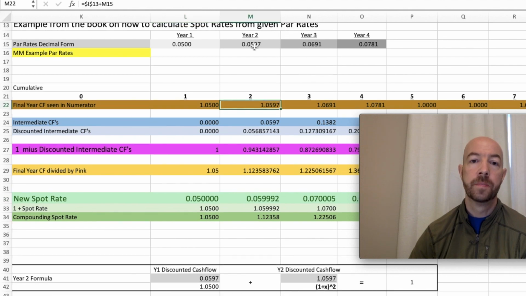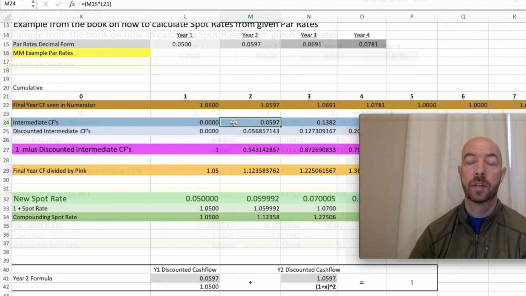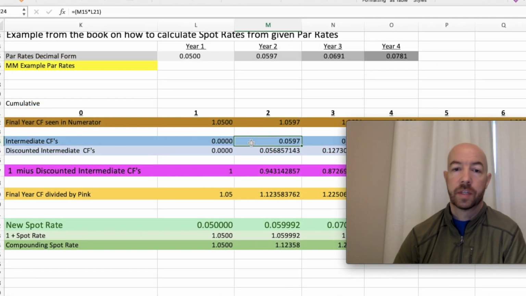You start with the par rate in year 2. So this is going to be the amount of money you're going to get in every period, right? In my first period, I'm calling this the intermediate cash flows, I'm getting a little bit more than 5 cents, and I need to discount that by a discount factor. And I'm also going to get the same 5.97 cents at the end. So I'll get $1.0597 at the end, and I'll get a 5.97 in the middle. But I need to discount that first year cash flow.